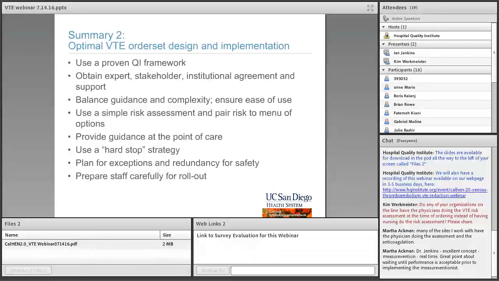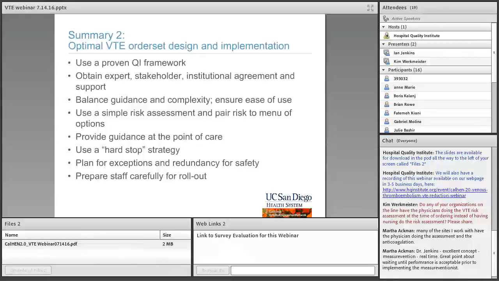Don't have a complicated point scoring system, and make sure you don't just provide a menu, that each thing is recommended based on the patient's level of risk. Guidance at the point of care is very helpful as opposed to somewhere else where the physicians won't look it up. And mandating use of the order set with a hard stop strategy is crucial too.